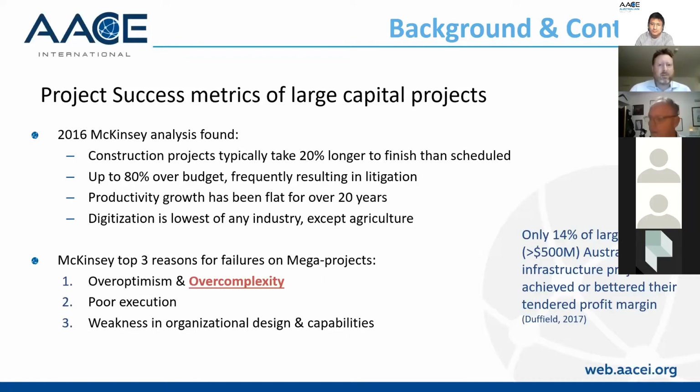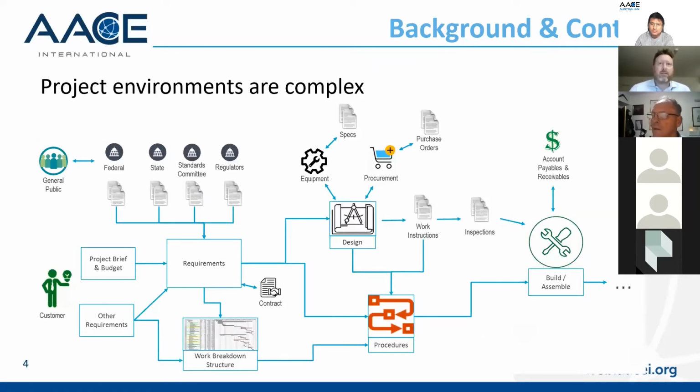So first, let's build this up from a project level onwards. And this is a basic, summarized, simplistic view of a project environment. You've got the customer, and lots of different requirements that come in from the budget, the brief, the timing constraints, the contract constraints, the public from federal to state, different regulators. All these things drive the requirements of the project.